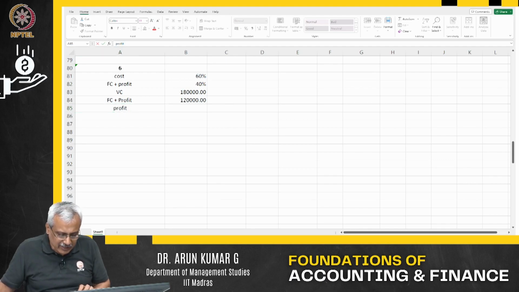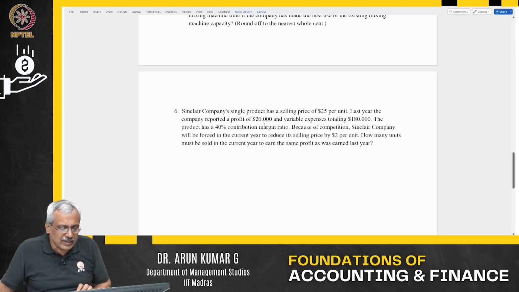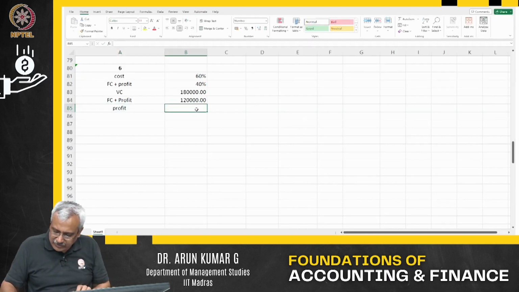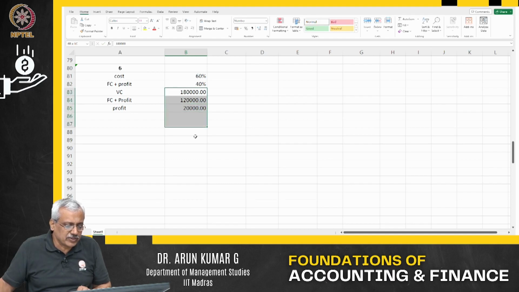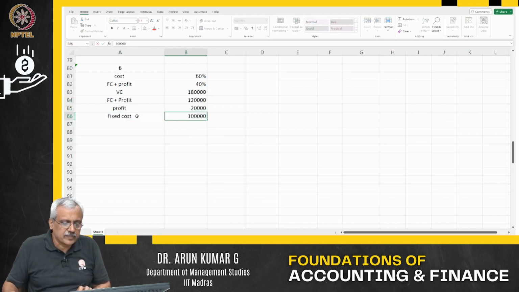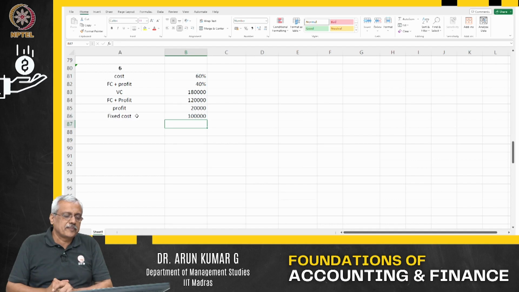Profit is known in this particular case. As you can see in the text, he says profit is 20,000. So, my profit is 20,000. I'm going to reduce the decimals now. So, what is my fixed cost? Obviously, the difference between the two, my fixed cost is 1 lakh.